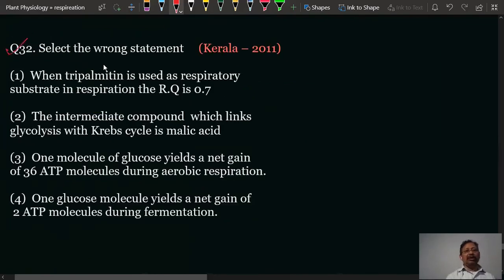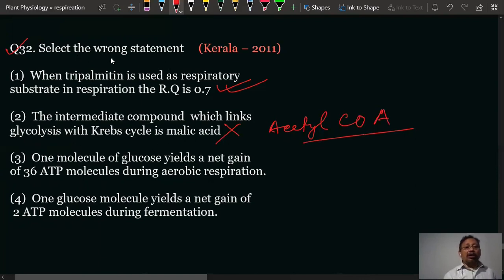Question 32. Select the wrong statement. Option 1. When tripalmitin is used as a respiratory substrate in respiration, the RQ is 0.7. This is true. Option 2. The intermediate compound which links glycolysis with Krebs cycle is malic acid. This is wrong because this is acetyl coenzyme A. Acetyl coenzyme A, the correct one. So our wrong statement answer is option 2.